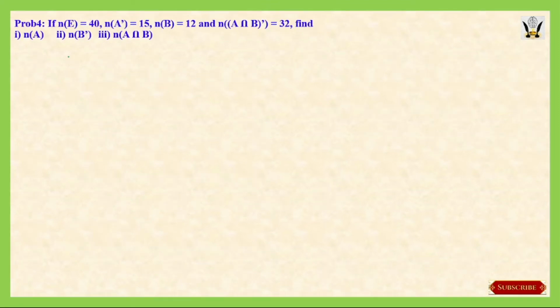This problem sum says the cardinal number of a universal set is 40. Cardinal number of complement of A is 15. So from these two given data we can say that the cardinal number of A will be 40 minus 15, since 15 is the cardinal number of the complement. Cardinal number means the number of elements. Here the total elements of this universal set will be 40.